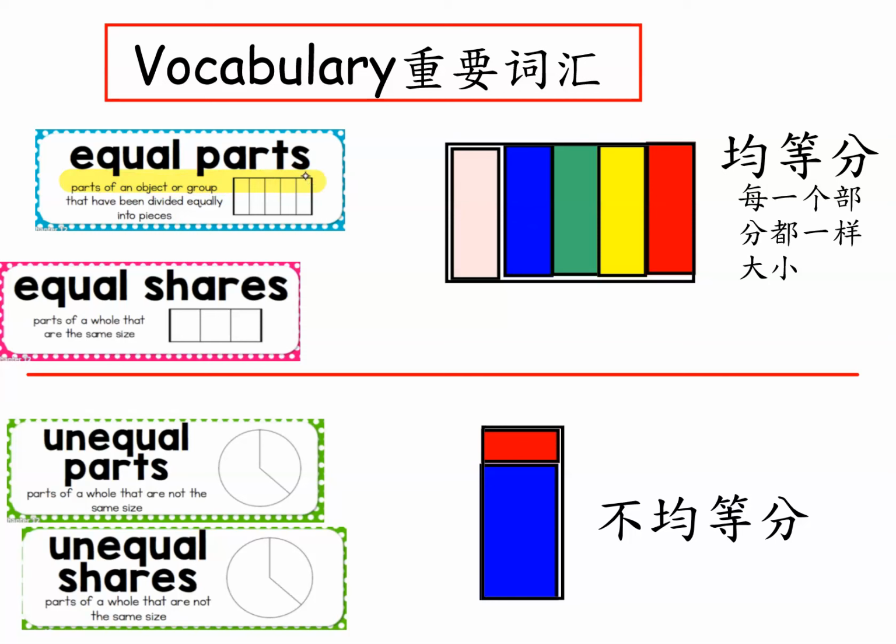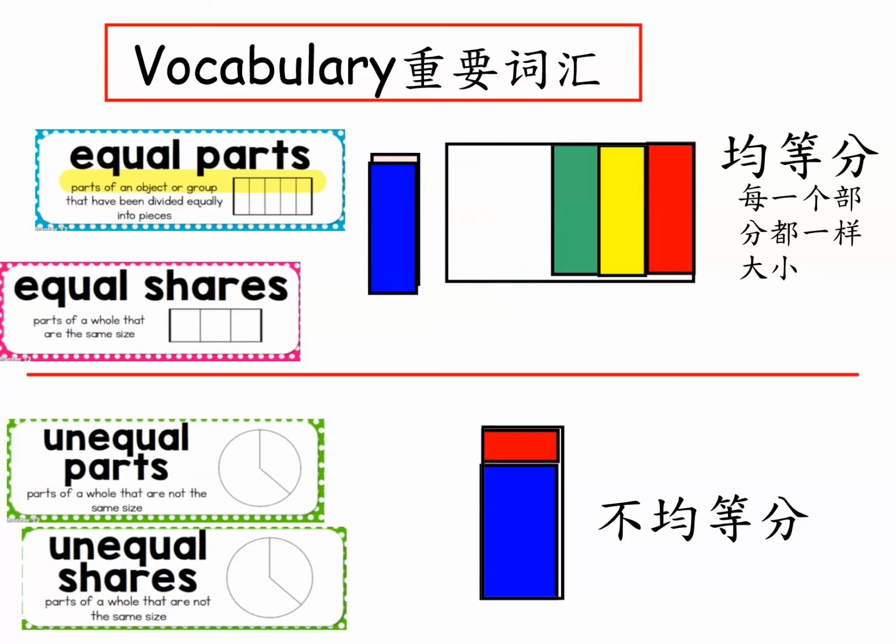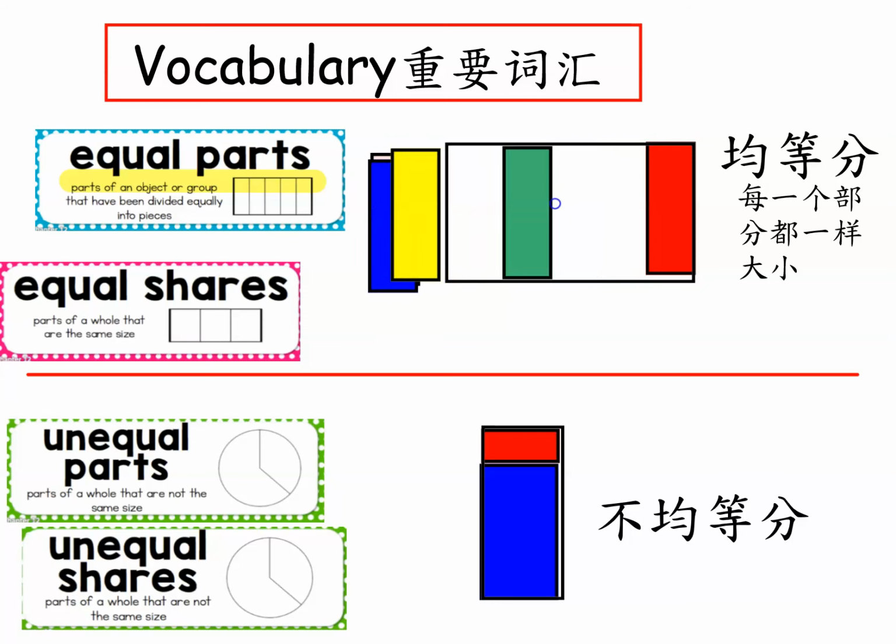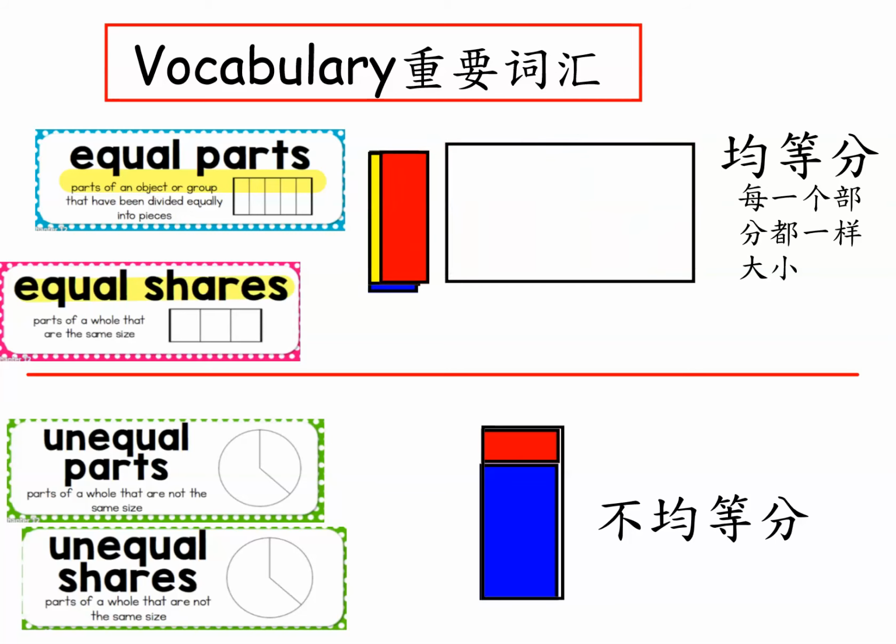Equal parts refer to the parts of an object that have the same size. For example, each part of this rectangle has the same size. Equal parts means equal shares. That means the parts have the same size.